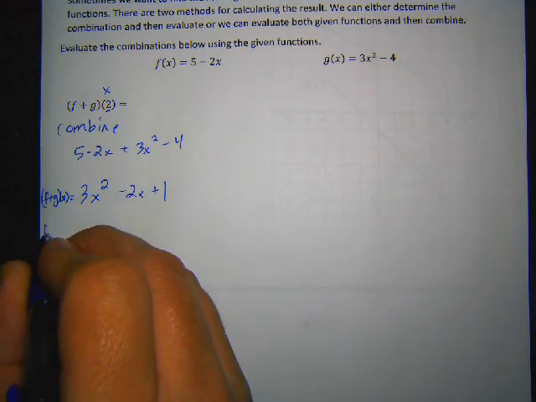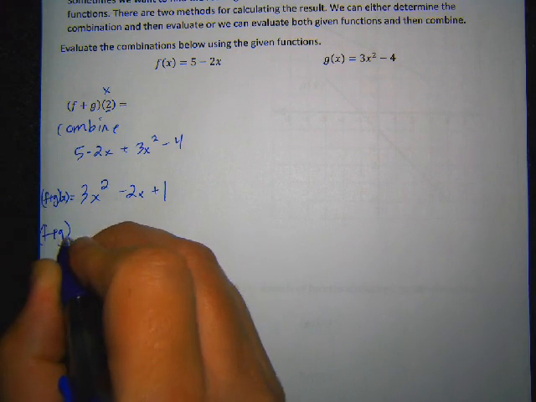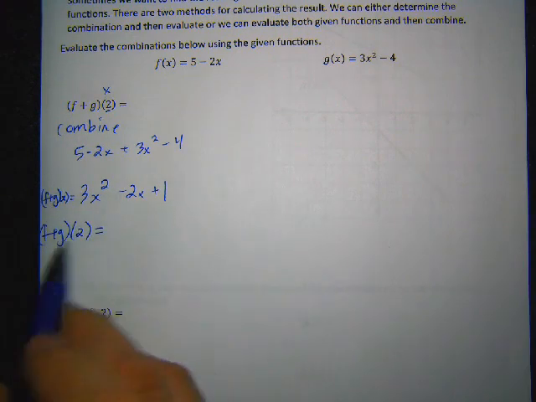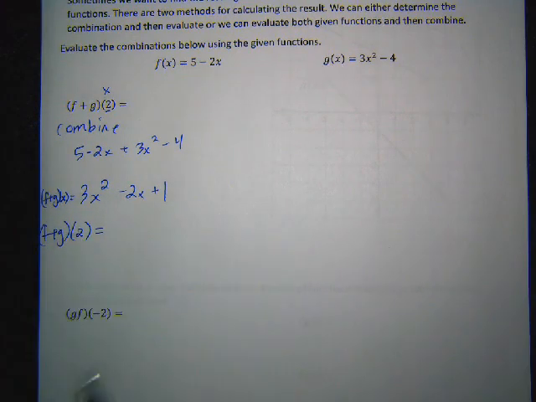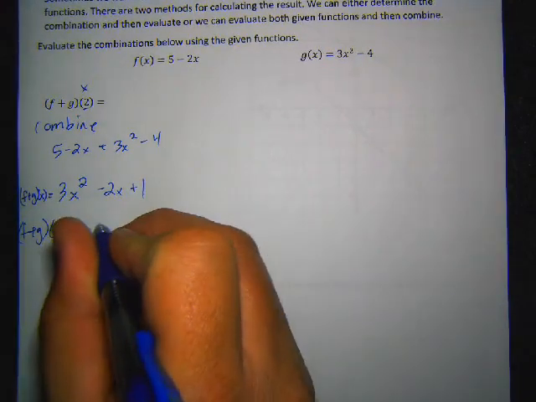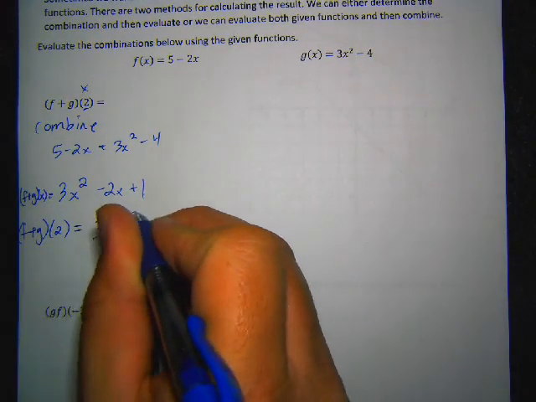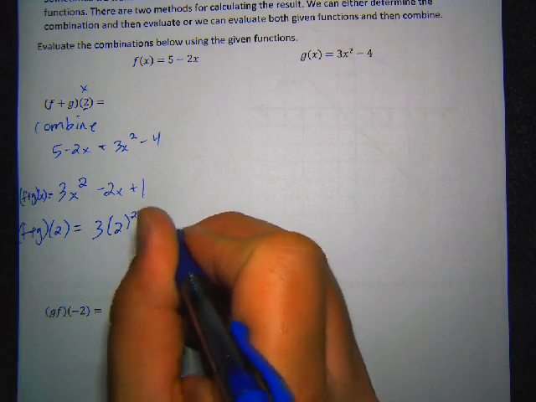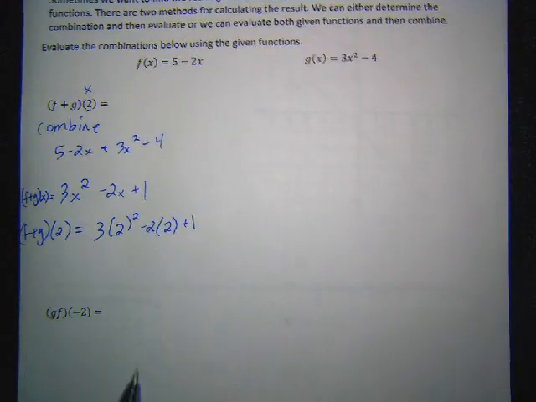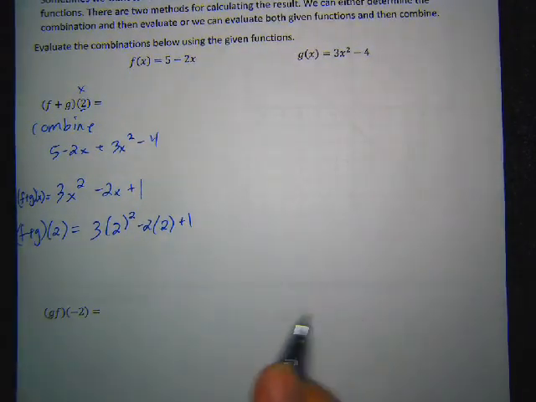Then we take that function and we plug in the 2. So we do f plus g of 2. This is just saying plug in 2 for x. So I do that, and so I plug 2 in. I get 3 times 2 squared minus 2 times 2, and then add 1. And I'll get the result. So this is finding what you get when you plug 2 in.